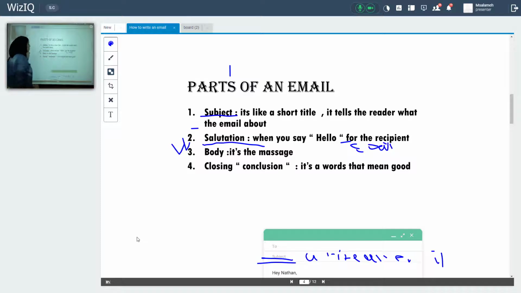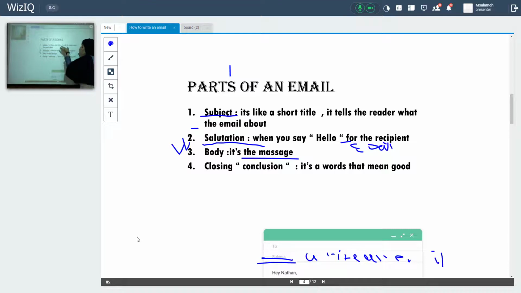The salutation. When you see "Hello" for the recipient. What is the meaning of recipient? المستقبل, meaning the one I send it to. Okay, the body. It's actually about the message.